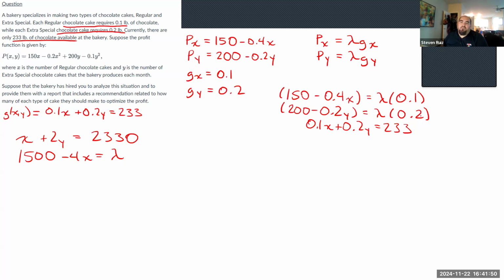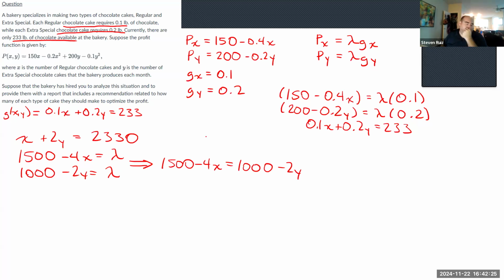In the second equation, I'm going to multiply everything by 5. That gives me 1,000 minus 2y equals lambda. So now here's something we can do. These bottom two equations, I have lambda equals one expression, lambda equals another expression. So I can do this. 1,500 minus 4x equals 1,000 minus 2y.